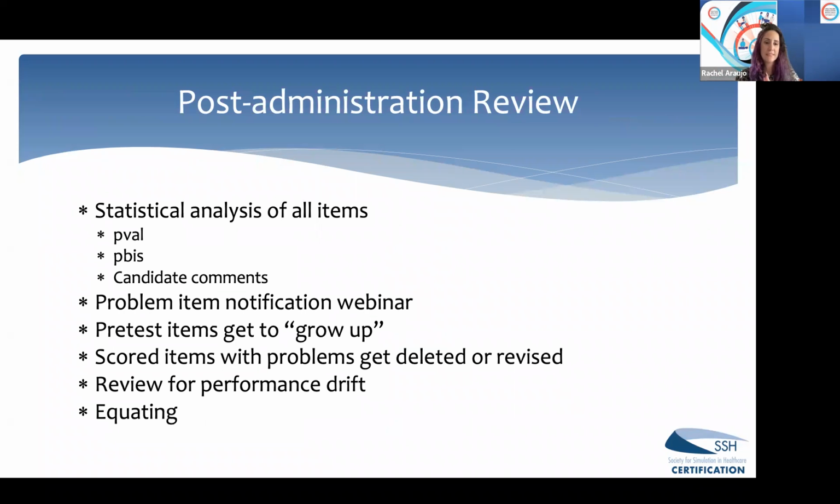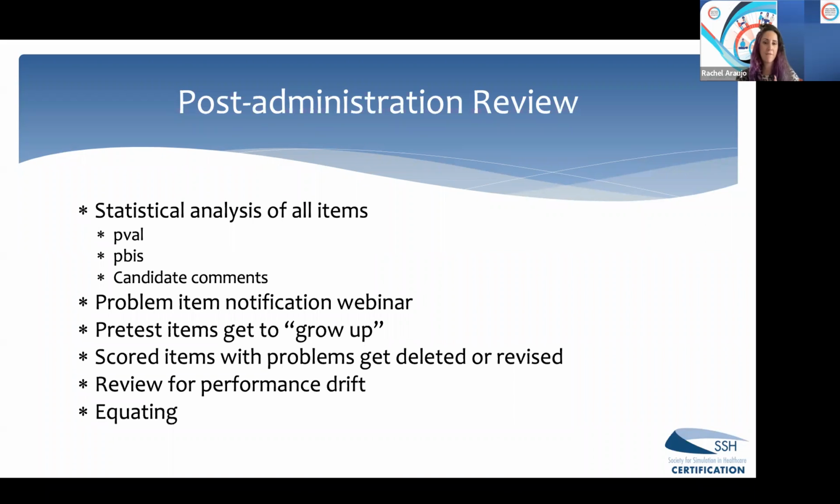The two statistical factors we look at are p-val and p-bis. So p-val is the percent of candidates who answer the question correct. So if that's a 0.7, 70% are answering correct. Super easy to determine that one. And the next one we look at is the p-bis, or point biserial. And that is the correlation between item performance and exam performance.